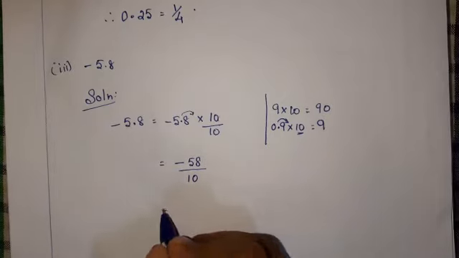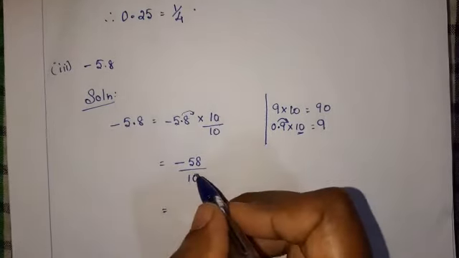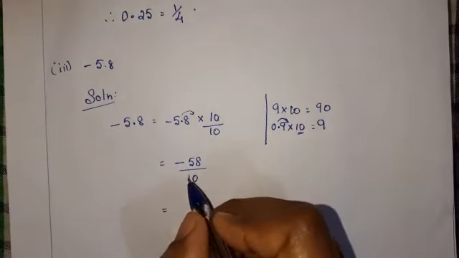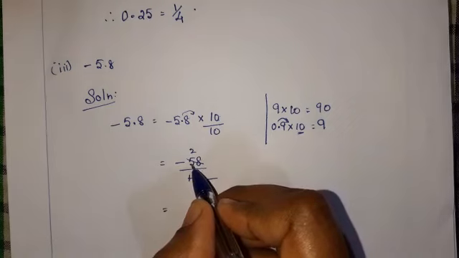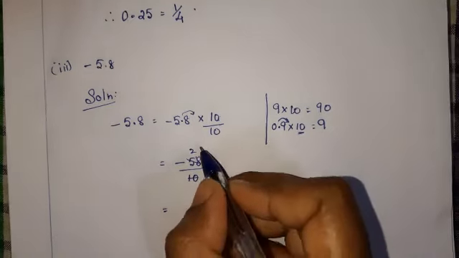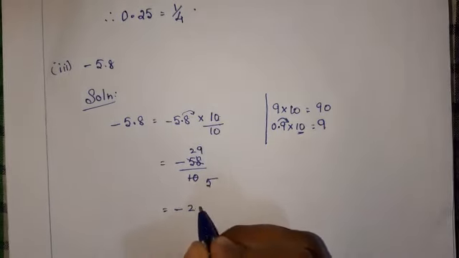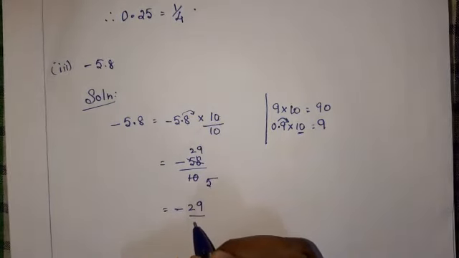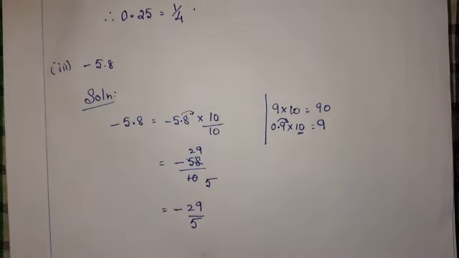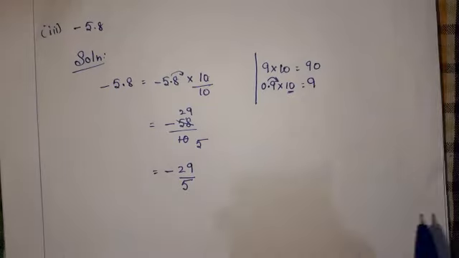Now check any common table here. You can cancel with the 2 table. Therefore, 5 2s are 10. Here, 2 2s are 4. Remainder 1, that is 18. 9 2s are 18. Here, minus 29 by 5. Hereafter, you can't divide. Therefore, you have to change this number into a mixed fraction.